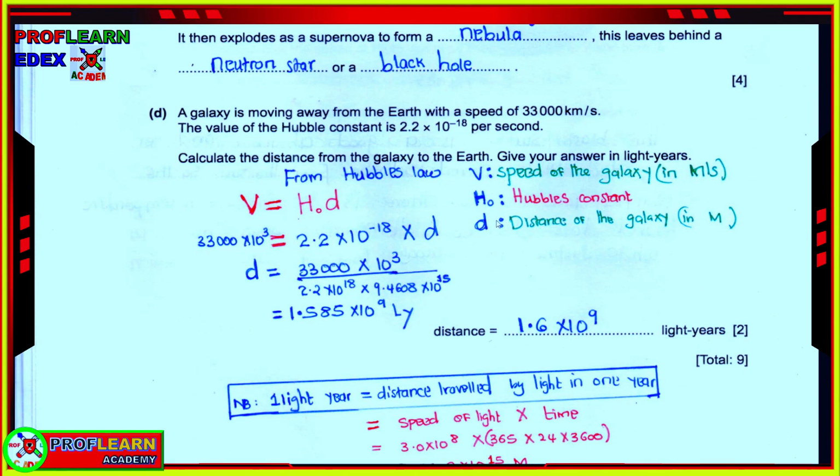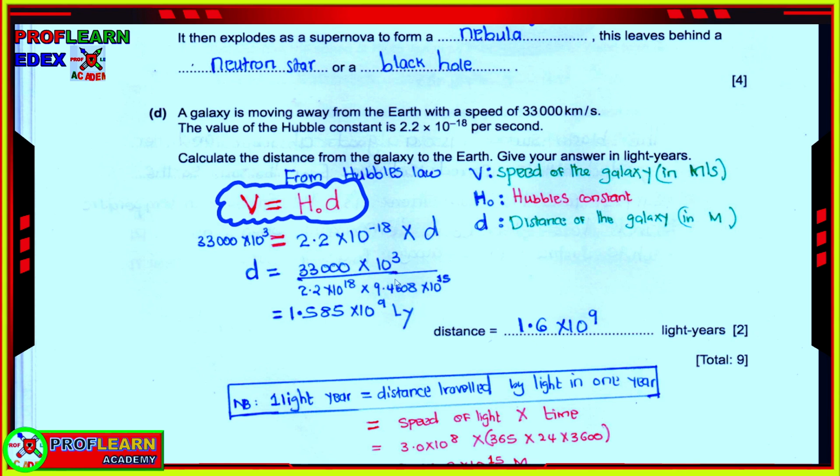A galaxy is moving away from Earth with a speed of 33,000 kilometers per second. The value of Hubble's constant is 2.2 times 10 raised to the power negative 18 per second. Now, we are supposed to calculate the distance. In order to work that out, we are going to use Hubble's law, which is: the speed of a galaxy is equal to Hubble's constant times distance. For us to work out distance, we are going to rearrange this formula, and it will now be the speed of the galaxy over Hubble's constant.